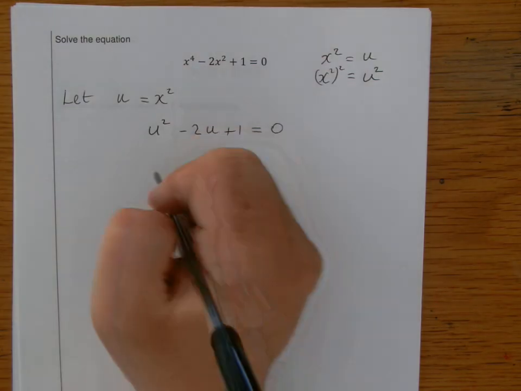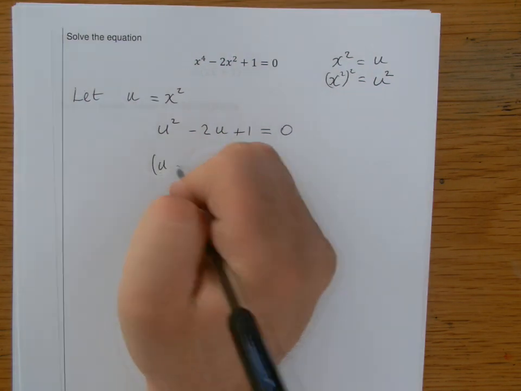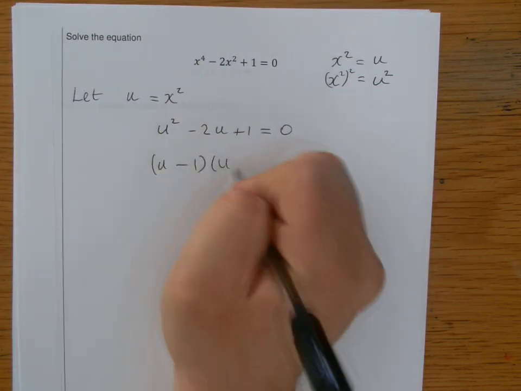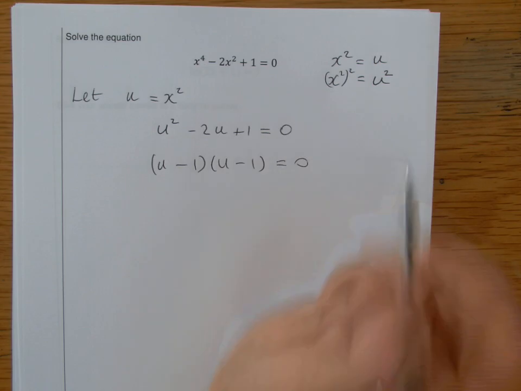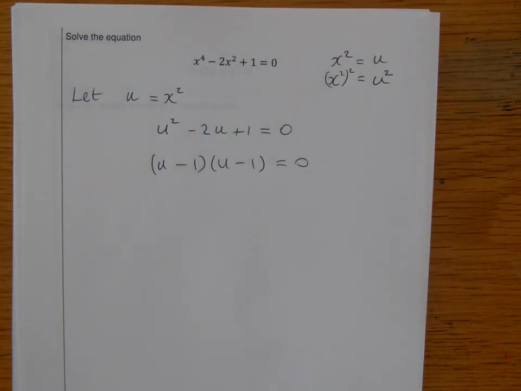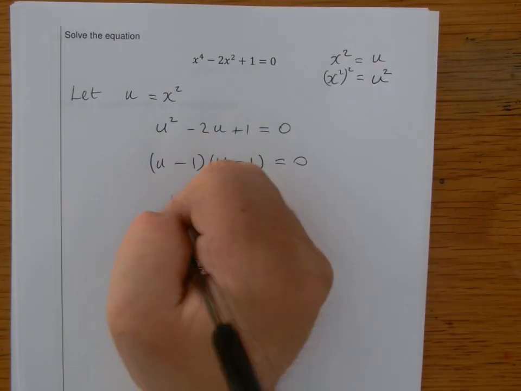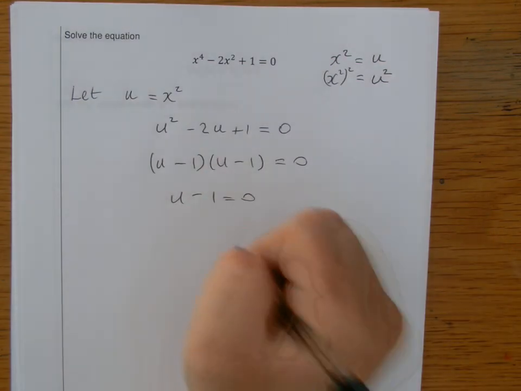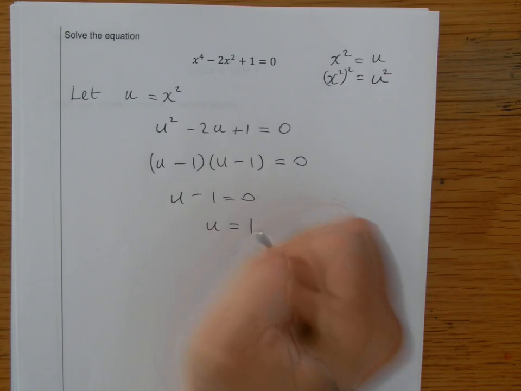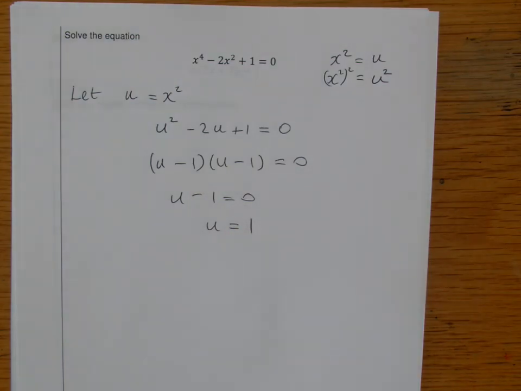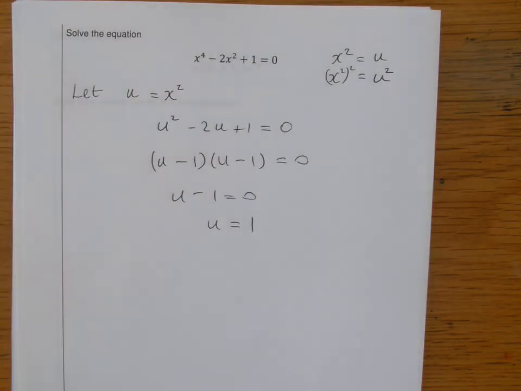Now, we can factorize this, I believe, so it would be u minus 1 squared equals 0. And then we've got a repeated solution, so we can say u minus 1 is equal to 0, and u would equal 1. Now if u is equal to 1, that means we've got a lovely solution to this quadratic.